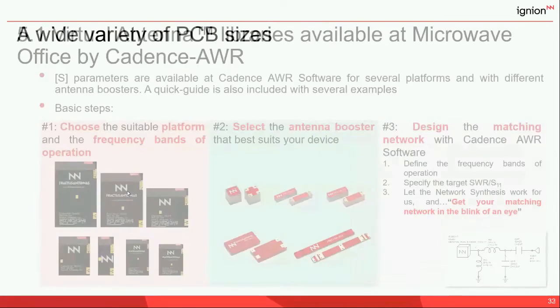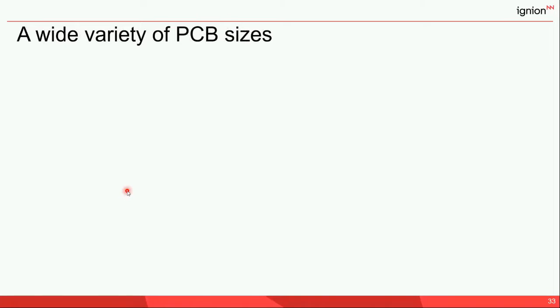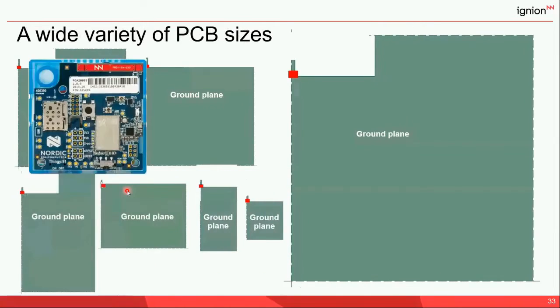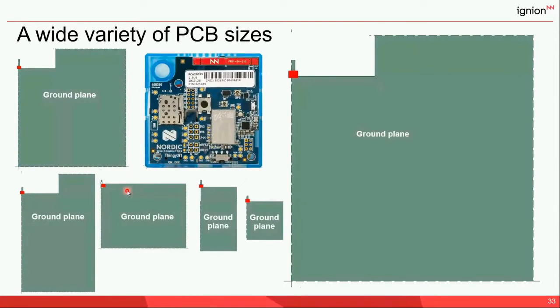Okay, let's have some example. Imagine at the very beginning you want to design a device like the Thingy and say, well, my device should be 50 by 50. Can I work with this size to provide operation at some LTE bands? For sure, you will have a ground plane in our library that is very close to your device size. If not, you will choose something that is very close to your device size.